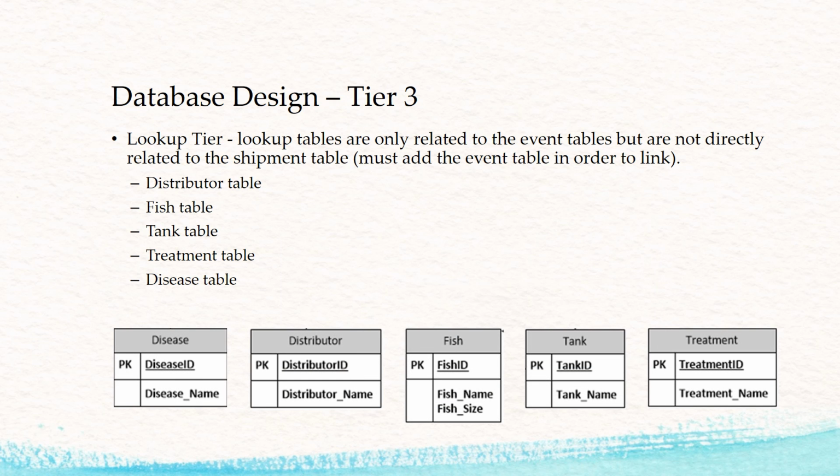The final tier is the lookup tier. Tables in the lookup tier have a one-to-one relationship with the tables in the event tier. The lookup tables are only related to the event tables, but are not directly related to the shipment table. Hence, to link the shipment table, you must join the event table. Here are the lookup tables: distributor, fish, tank, treatment, and disease tables.